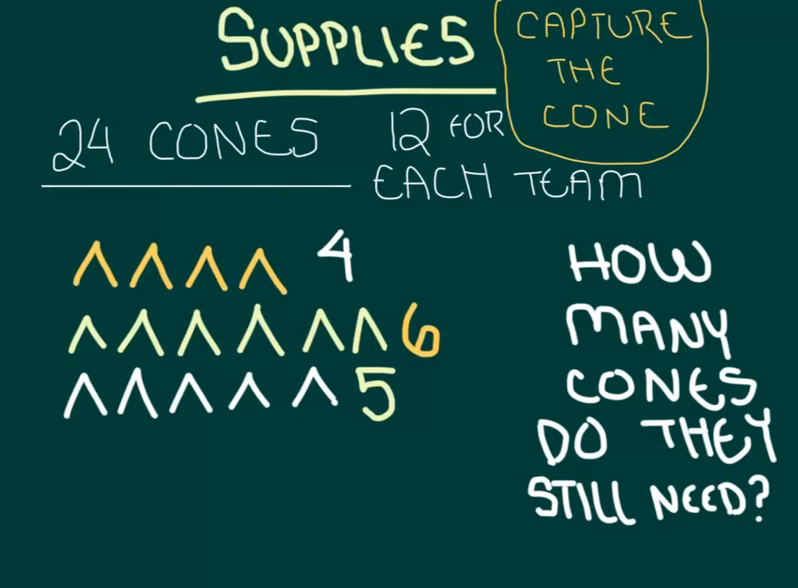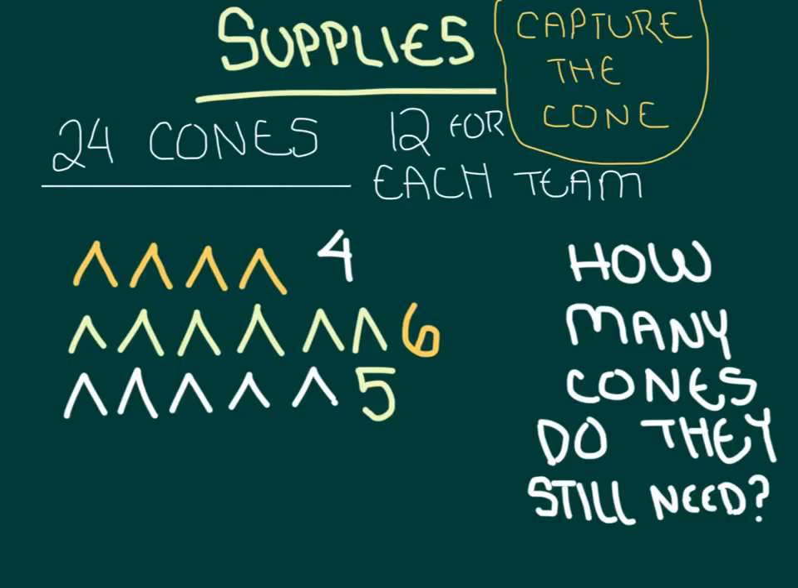Supplies. A PE class is playing Capture the Cone. To play Capture the Cone, you need 24 cones, 12 for each team. They need to know if they have enough cones to play, and if not, how many cones do they still need. So far, they have 4 dark yellow cones, 6 light yellow cones, and 5 white cones.